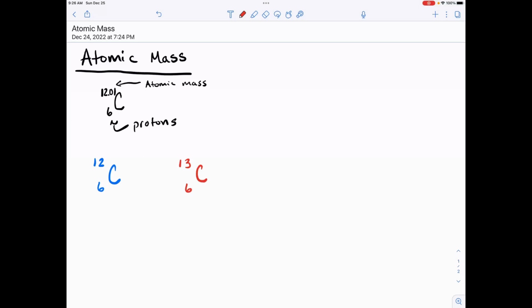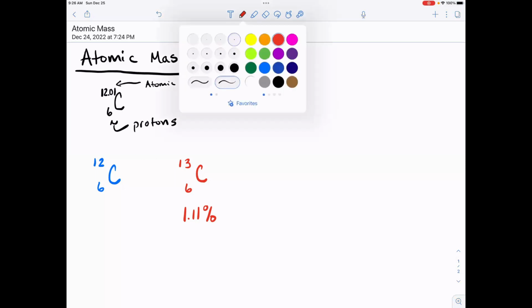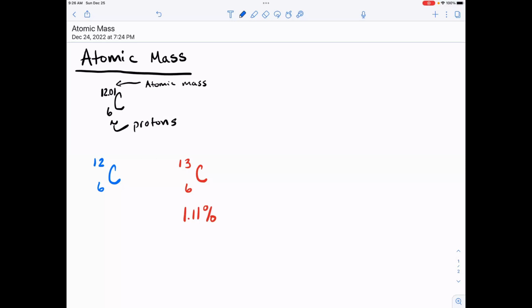Now, the thing with isotopes is it's not a 50-50 ratio, right? You don't have 50% of one, 50% of another. They just occur in different amounts, right? So in the case of carbon 13, there's actually 1.11% of this found if you had a lump sum of carbon, right? Let's say you had a gram of carbon, you would have 1.11% carbon 13. And of that 1 gram of carbon, 98.89% of it would be carbon 12.